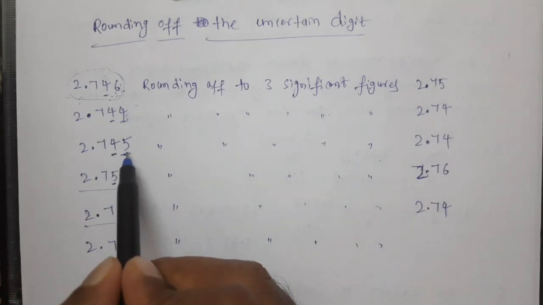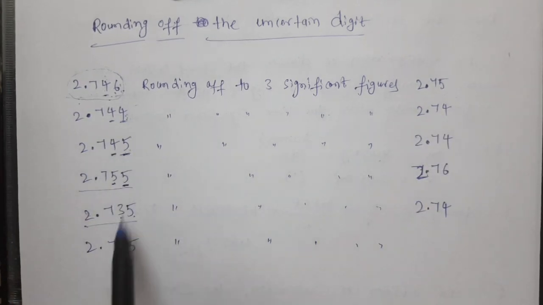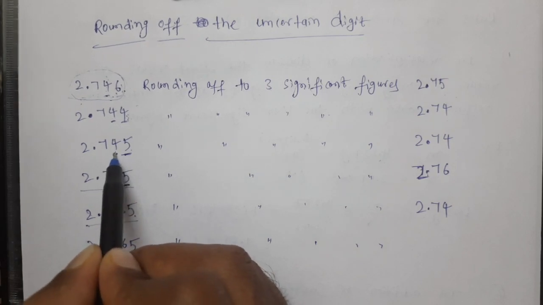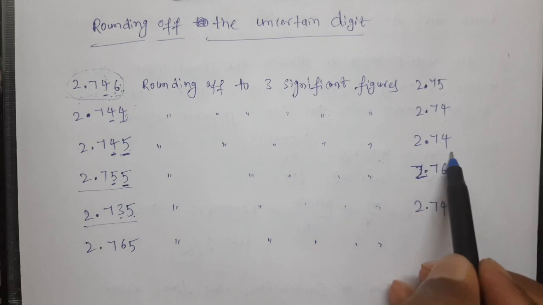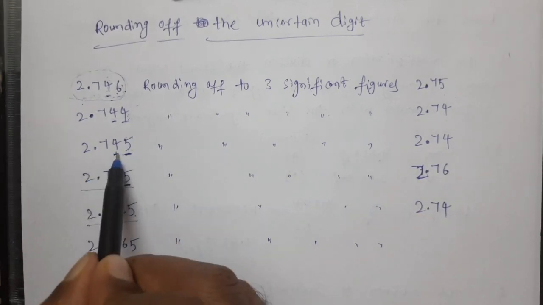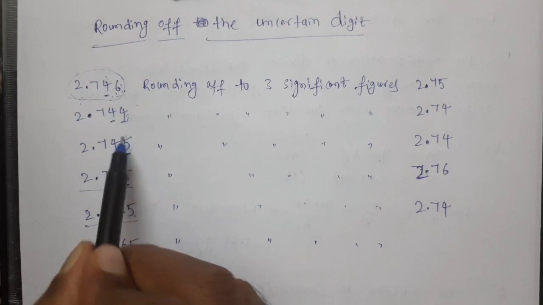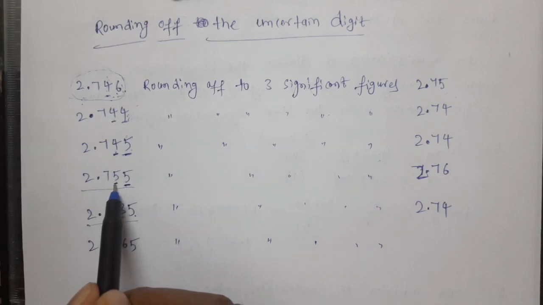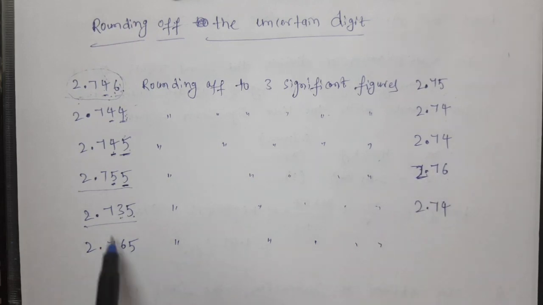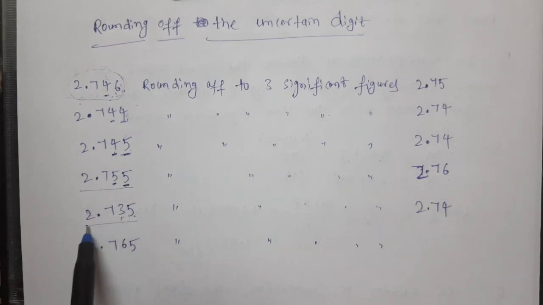But whenever the fourth digit is 5, there are many cases. We have to check the third digit, whether it is even or odd. If it is even, we directly omit the fourth digit and write 2.74. If the third digit is odd, we have to add 1, so we'll get 2.76.